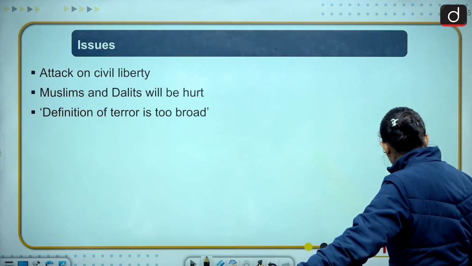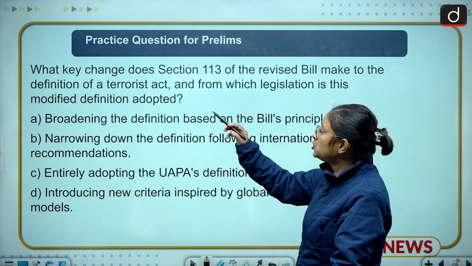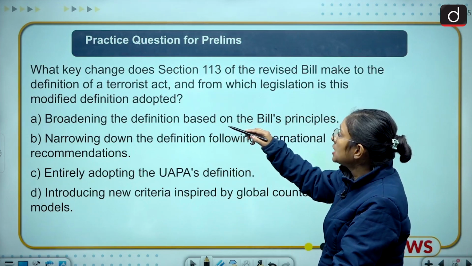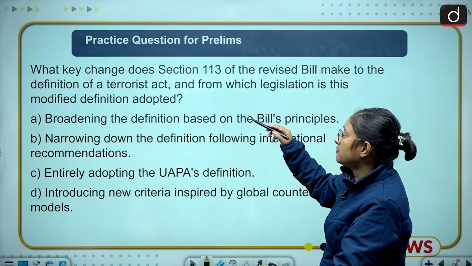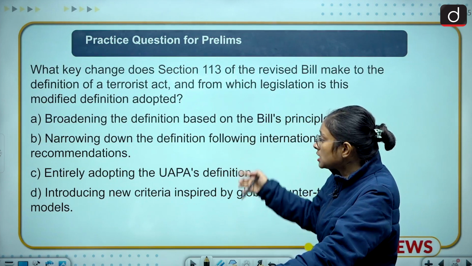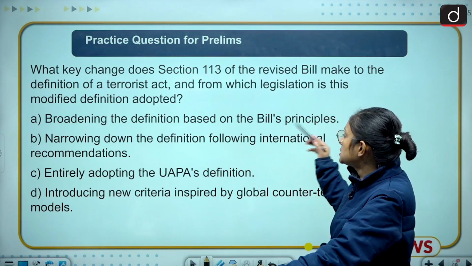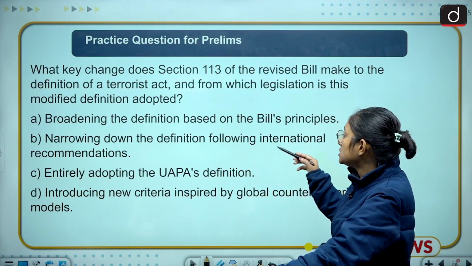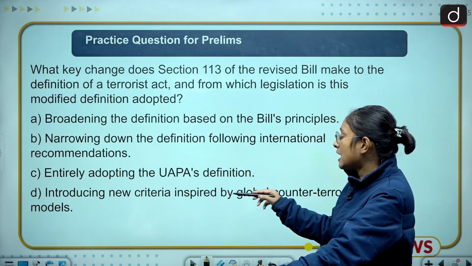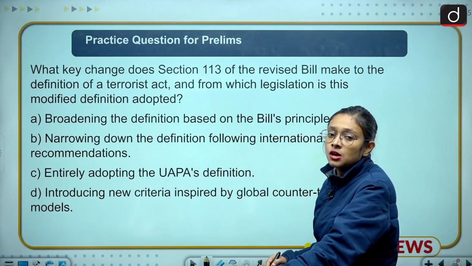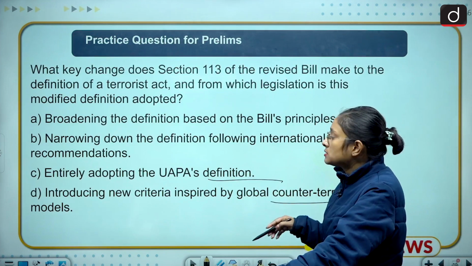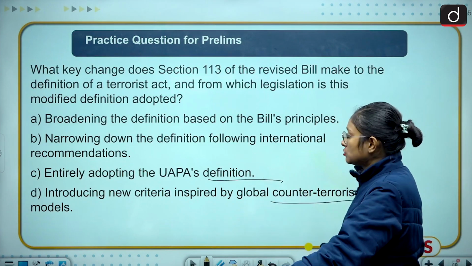Moving to the question side, which is the practice question for prelims. What key change does section 113 of the revised bill make to the definition of terrorist act, and from which legislation is this modified definition adopted? So we are talking about the Bharatiya Nyaya Sanhita Bill 2023, and your options are: broadening the definition based on the bill's principle; narrowing down the definition following international recommendations; entirely adopting the UAPA's definition; introducing new criteria inspired by global counter-terrorism models. We already discussed the UAPA definition, so you can easily bring the answer in the comment section.